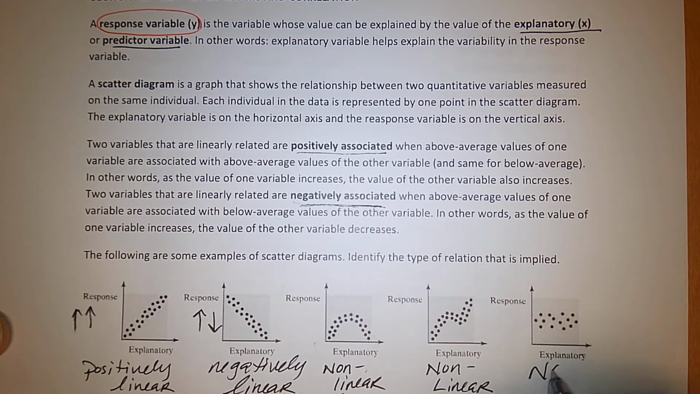This last example has no relation at all. There is no predictor that, when I put in a particular explanatory variable, I will be able to accurately predict what the response will be. They are completely scattered with no type of relation.